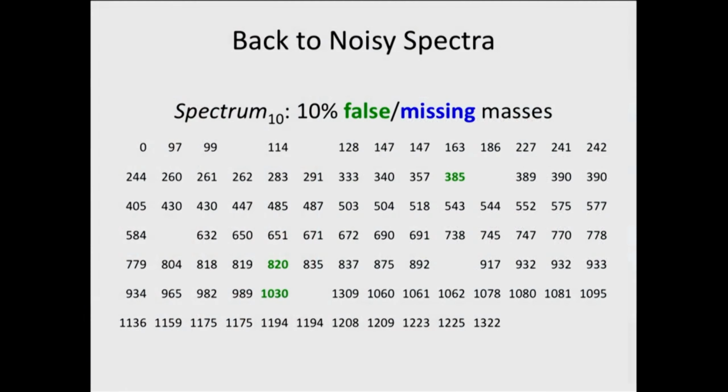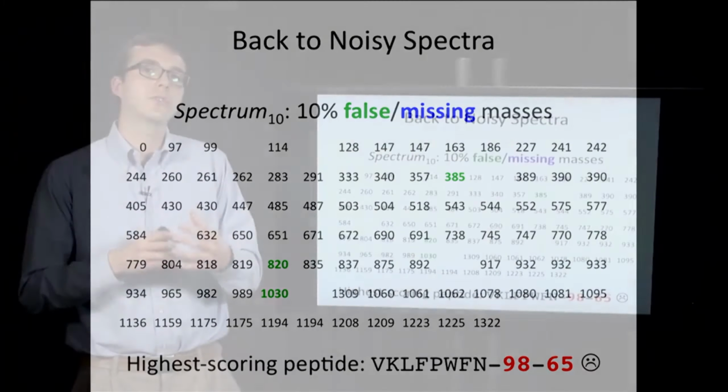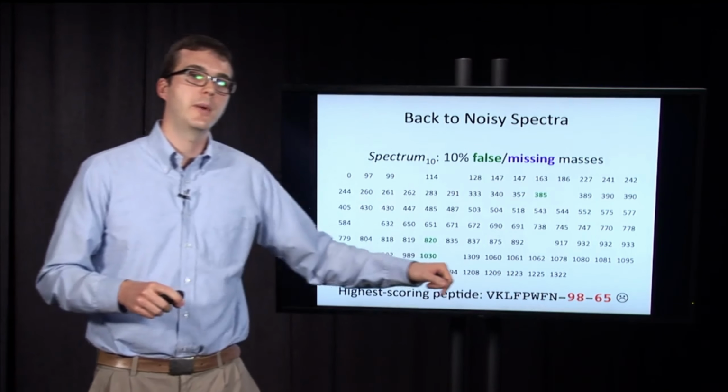But here, when we expand the alphabet out to 144 amino acids, the algorithm now identifies the highest scoring peptide as this peptide, and it incorporates 98 and 65 into the peptide. So it doesn't reconstruct the peptide correctly. And notice that it's brought in two non-standard amino acids.